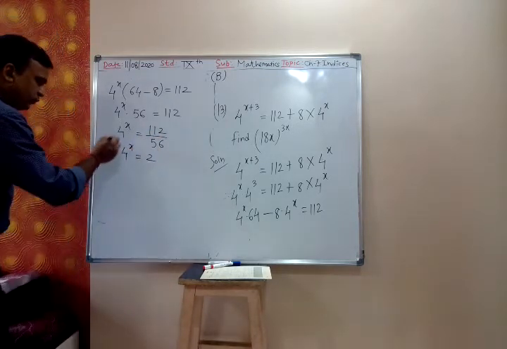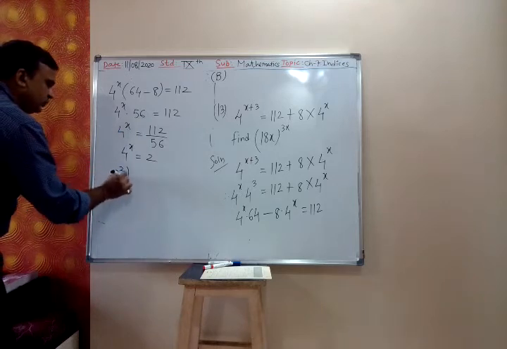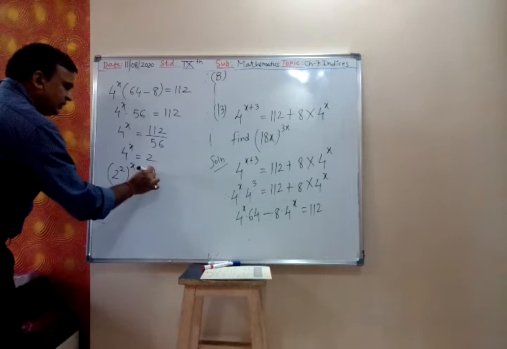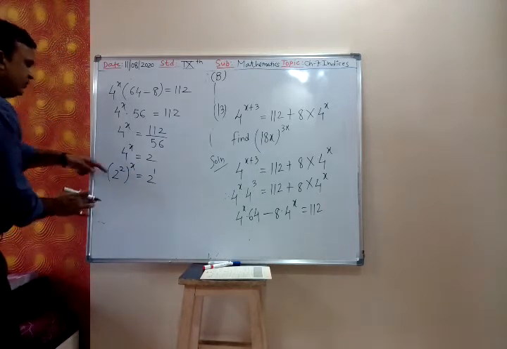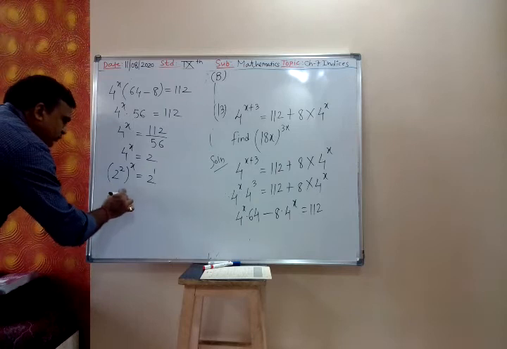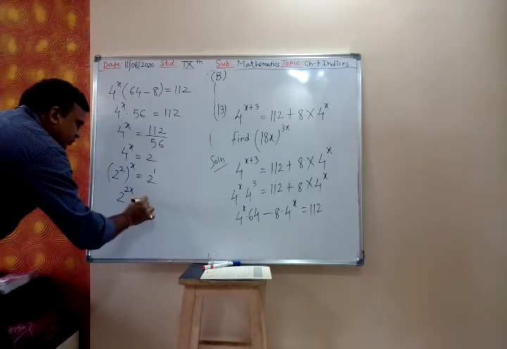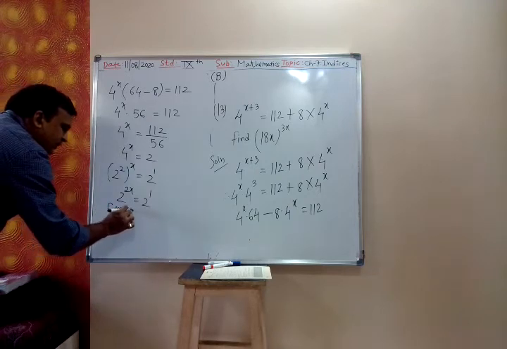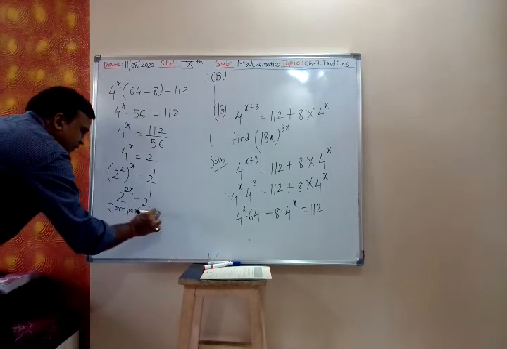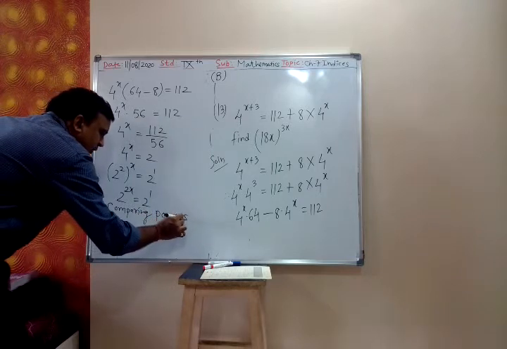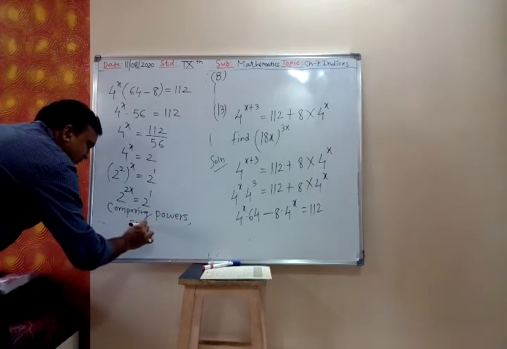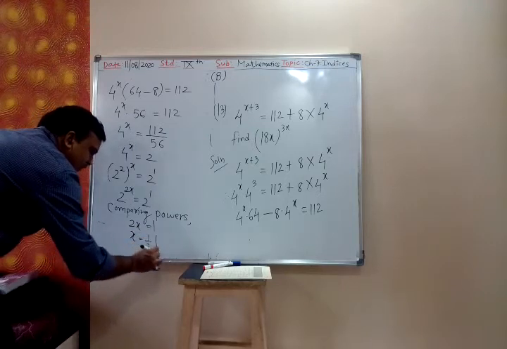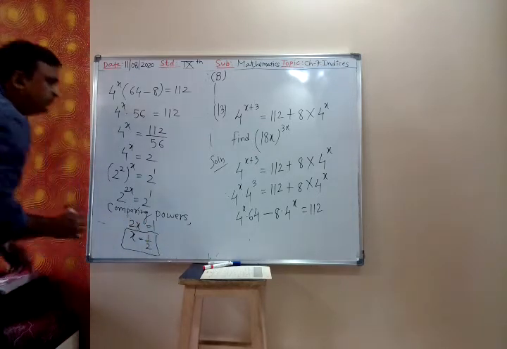Correct. Now 4 I can write as 2 raised to 2, and 2 means 2 raised to 1. So again, power raised to power, multiply the power. So 2 raised to 2x is equal to 2 raised to 1. Comparing powers, what will you get? 2x is equal to 1, so x is equal to 1 by 2.